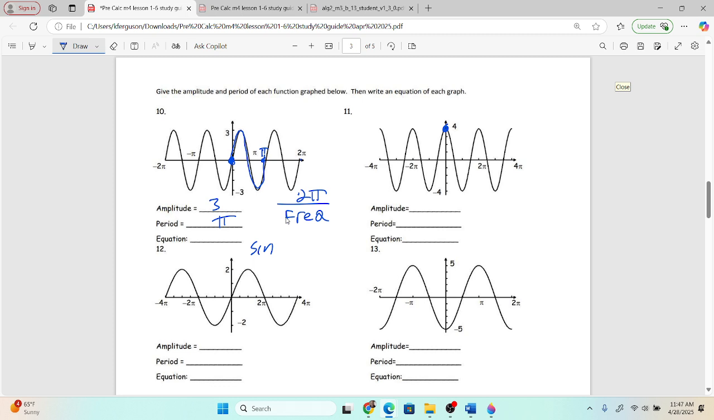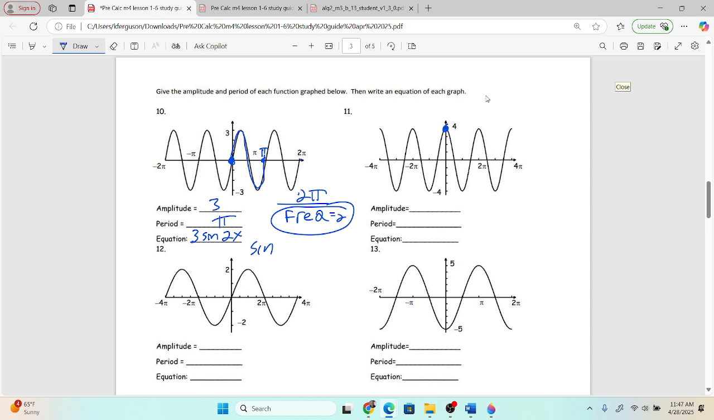So now that I know the frequency is 2, I got the amplitude is 3, and I know it's a sine graph. I also know that the graph didn't move up or down. It didn't move left or right. So I could actually write the equation. It's just 3 sine of 2x, and that's my equation. Now, it should be like y equals or f of x equals, but that's it.